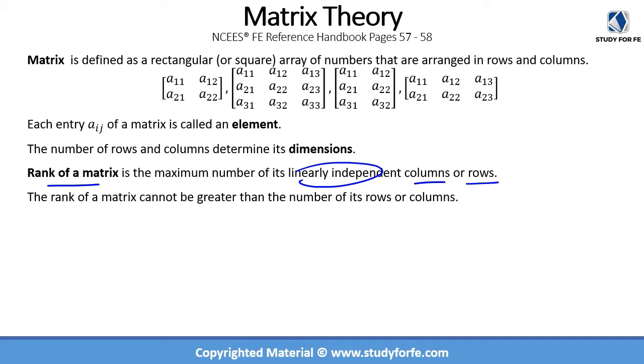So linearly independent rows or linearly independent columns will basically determine the rank of a matrix. The rank of a matrix cannot be greater than the number of its rows or columns. So this is a condition, and we'll go through a practice problem in order to learn more about it. The rank of a matrix will also find its application in part 2 of this lecture series, and I will quickly review it at that point in time as well.